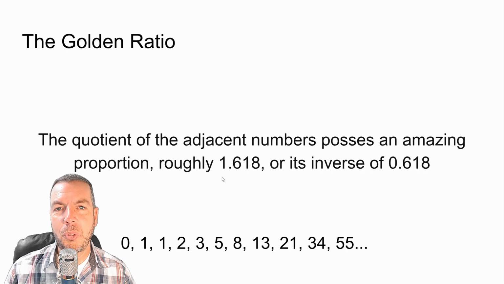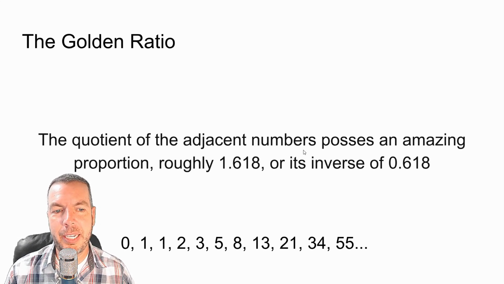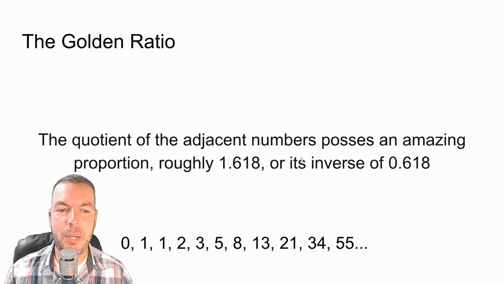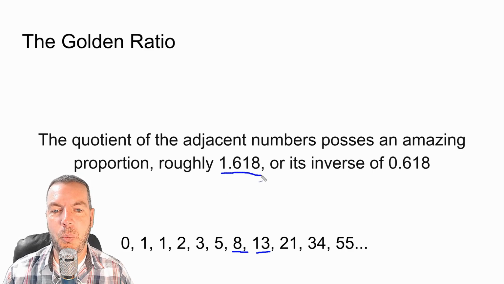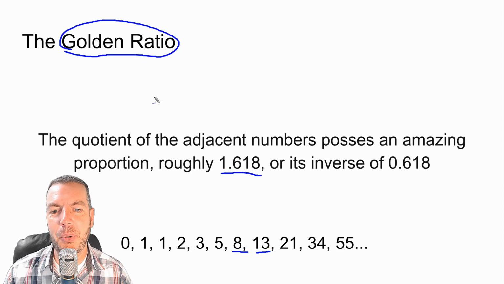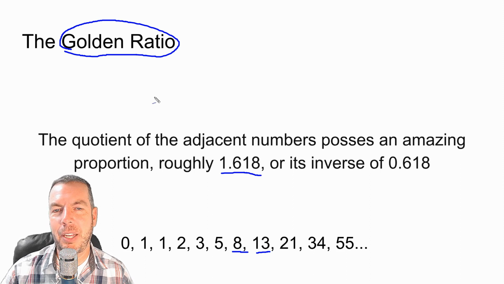The quotient, when you divide these numbers by the numbers adjacent to them, possesses an amazing proportion, roughly 0.618, or its inverse of 1.618. Well, what does that mean? Let's say, for example, we took the 13 right here and divided it by the 8. That's going to give us the 1.618 golden ratio. It's known worldwide. It's found in nature, it's found in all kinds of things, this golden ratio.